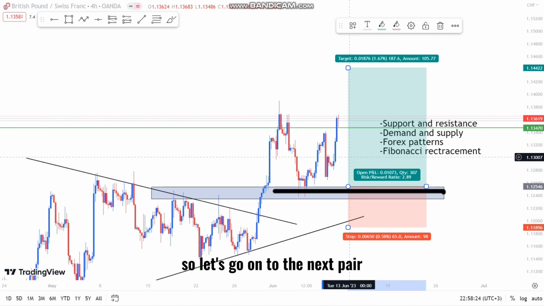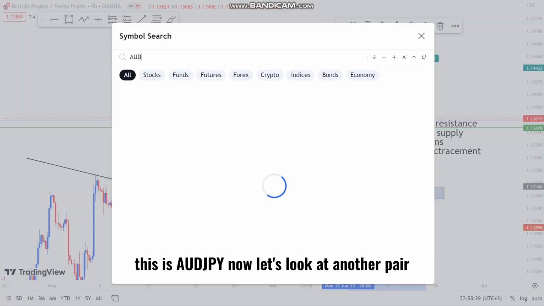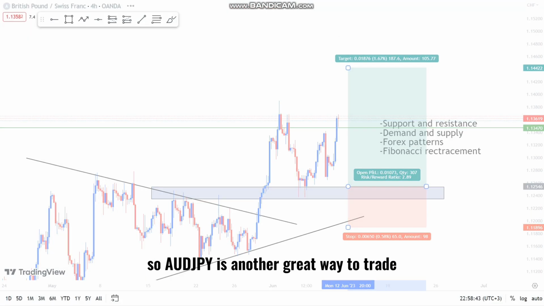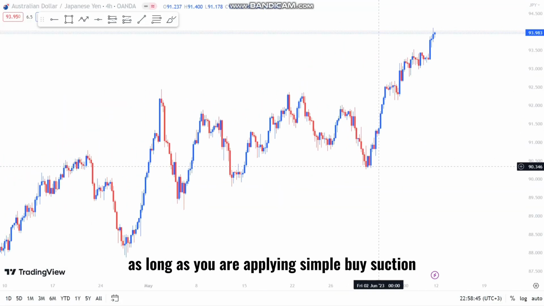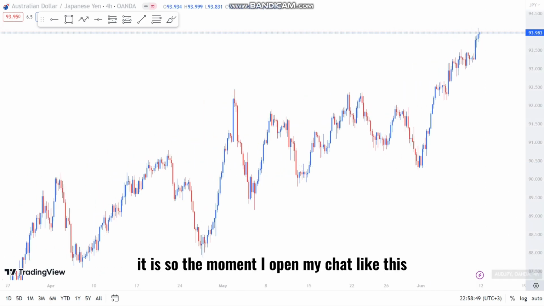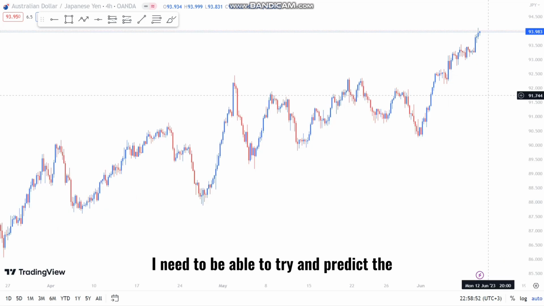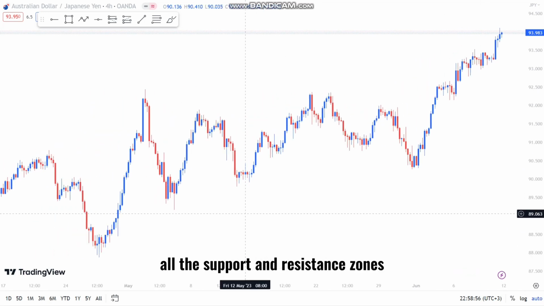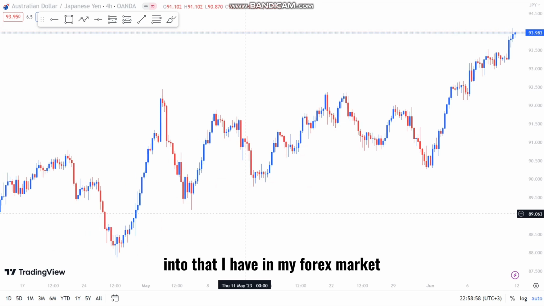So let's go on to the next pair. We're going to look at AUD/JPY. AUD/JPY is another great pair to trade, as long as you're applying simple price action, as you can see, traders. The moment I open my chart like this, I need to be able to try and predict all the major zones, all the support and resistance zones that I have in my forex market.